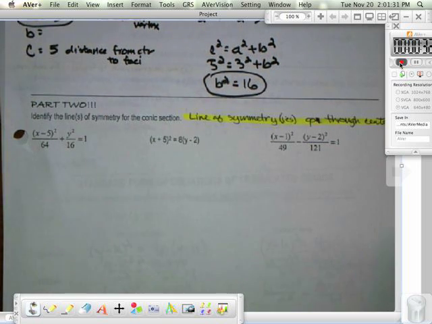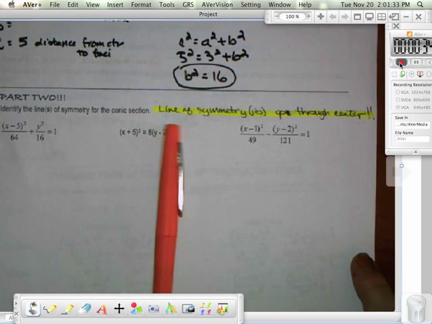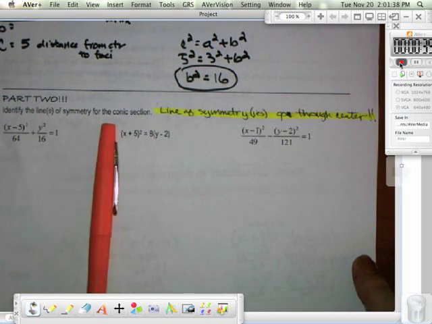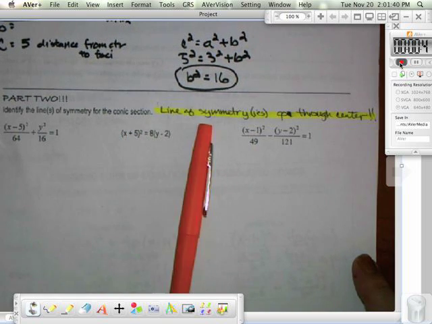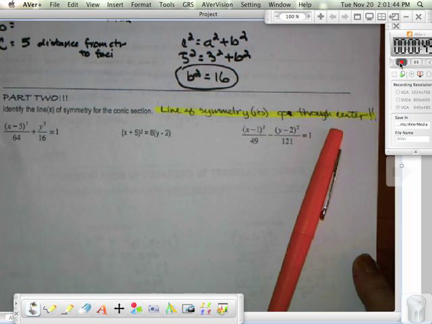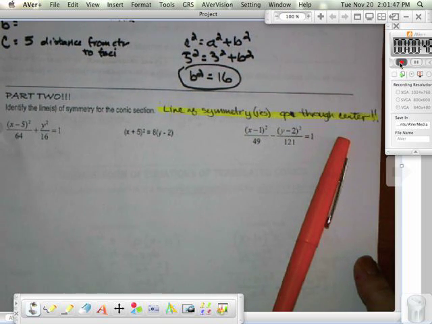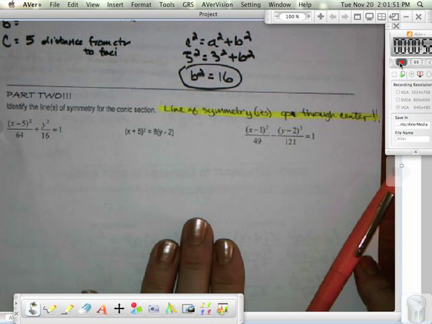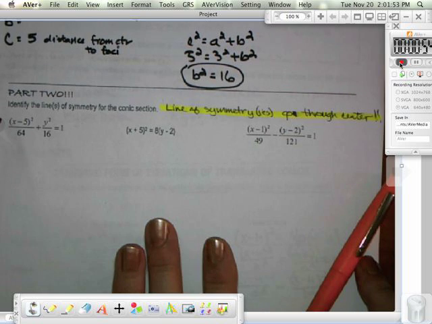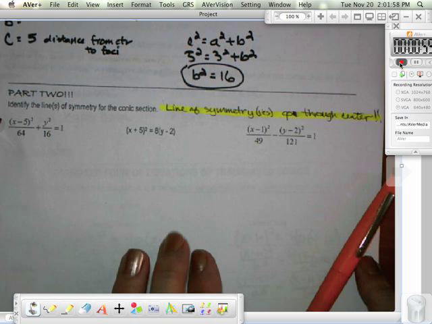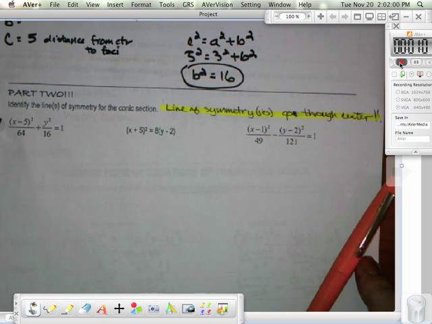So I kind of wrote here that you might want to write this down. But what we have to do is look at the equations and identify the line of symmetry for the conic section. You always have to remember that the line of symmetry, or symmetries, go through the center. If it's a parabola, it's only going to have one line of symmetry, and it's what makes it fold in half exactly. An ellipse, a circle, and a hyperbola are all going to have, well, the circle has an infinite number. The ellipse and the hyperbola have two places where you could fold it exactly in half.